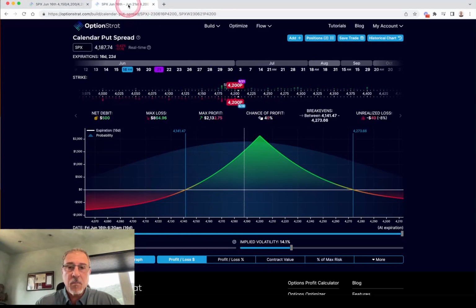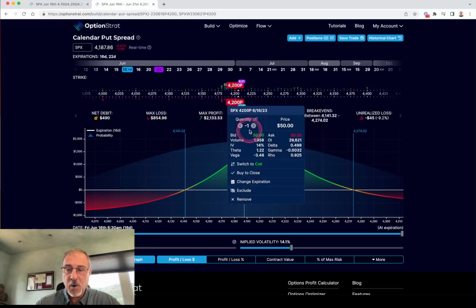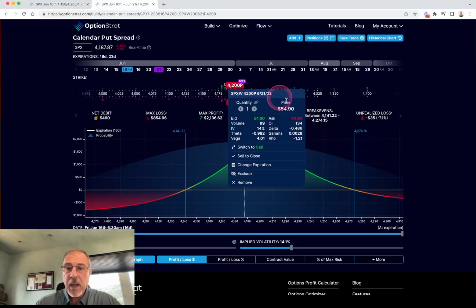Now, let's take a look at the butterfly and see how it happens here. So, same basic principle. We're going to sell this front one. We're selling that at $50, okay? Then we're buying one, the exact same strike, out a period of time. In this case, it's only a matter of days. And we're paying $54.90 for that. Well, what's the difference between 50 and $54.90? That's our net debit of $4.90. That's what we're going to pay to get into this trade.